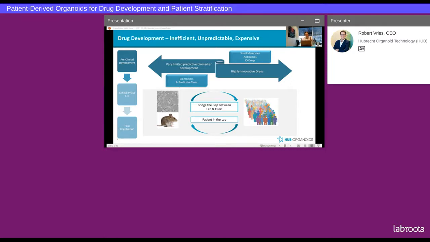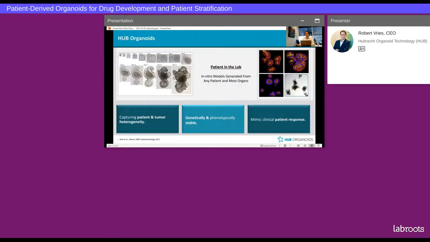Organoids fit exactly in this, and also why we call it patient in the lab. Because what we do with organoids is basically we can take samples from patients and directly put it into the lab to do our research on. And that all started with the discovery of the adult stem cell more than 10 years ago by now in the lab of Hans Clevers.